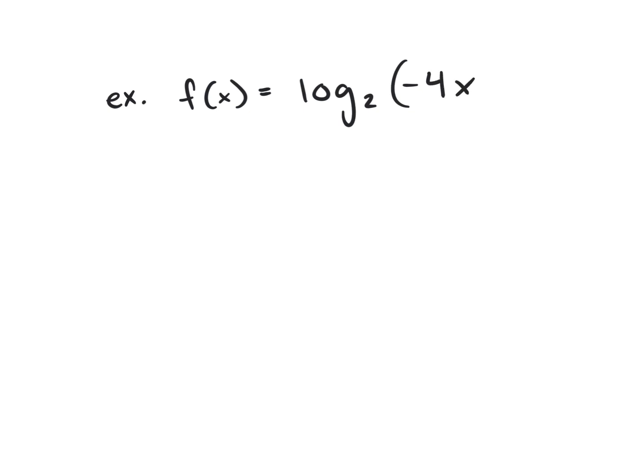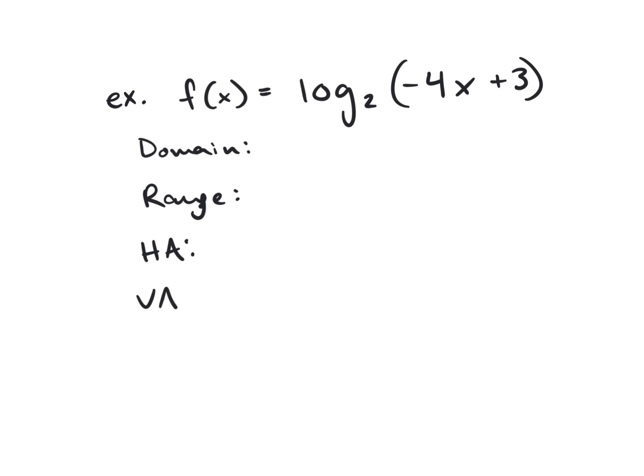Awesome. Let's do a log graph. So an example, we'll just call it an example. So f of x equals log base 2 of -4x plus 3. We want to find the domain, the range, the horizontal asymptote, vertical asymptote, and x-intercept.